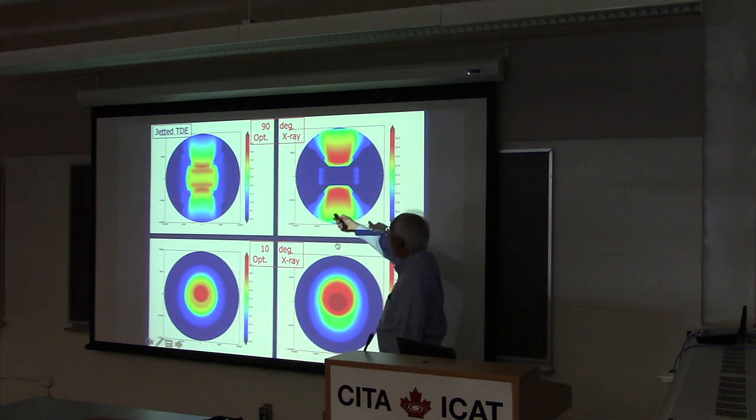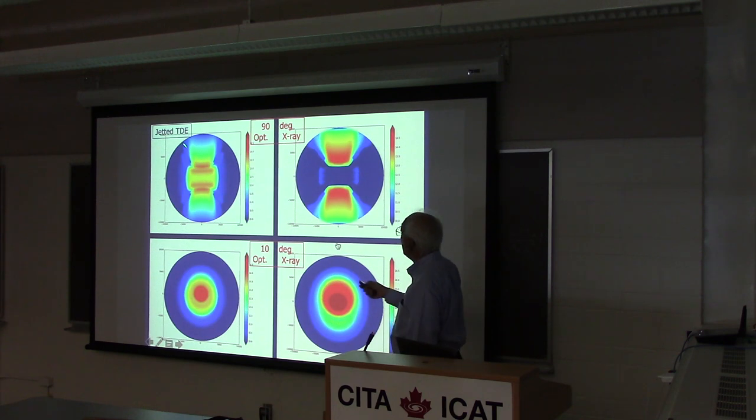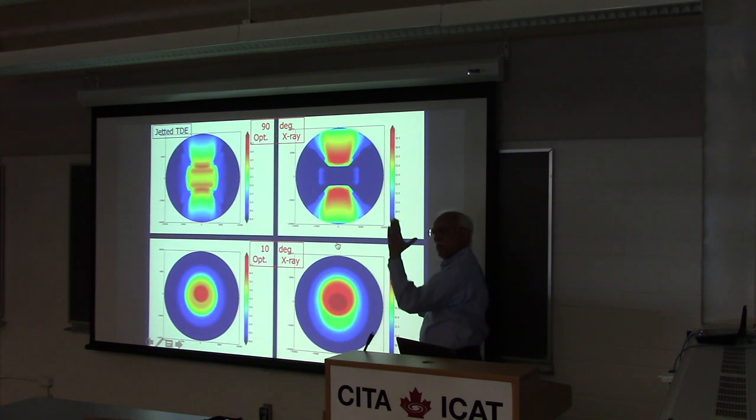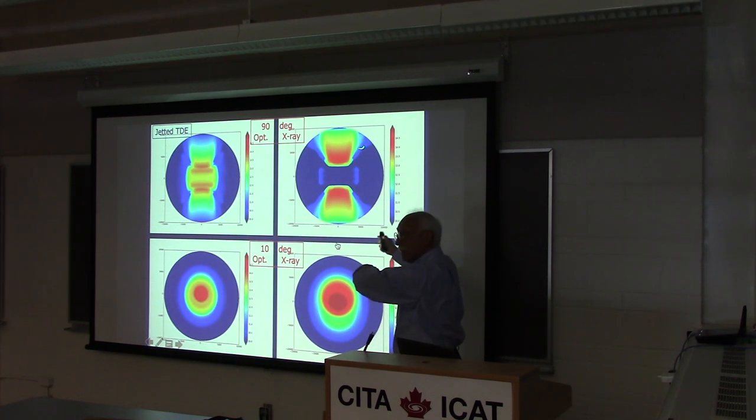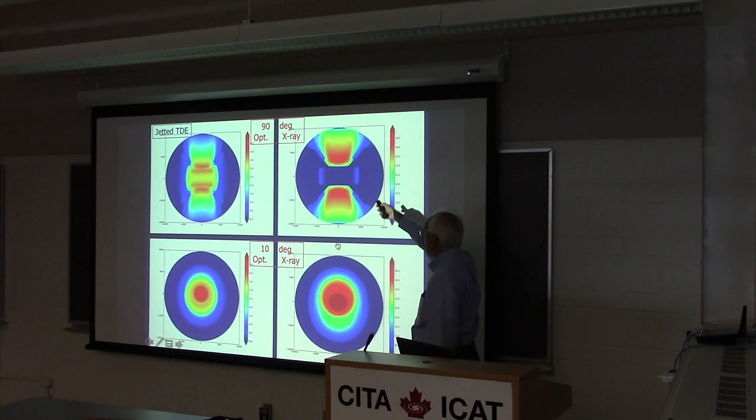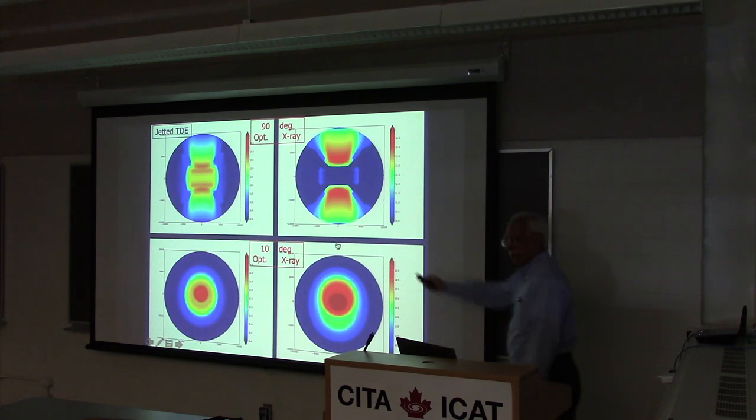Whereas if I look at the other one, the jetted one, wow, I get a huge amount of jet emission. In fact, all of these X-rays, which are visible even at 90 degrees, are all coming from scattering and other stuff from the jet. And if I look face on, it becomes incredibly bright. Let's not dwell on this.